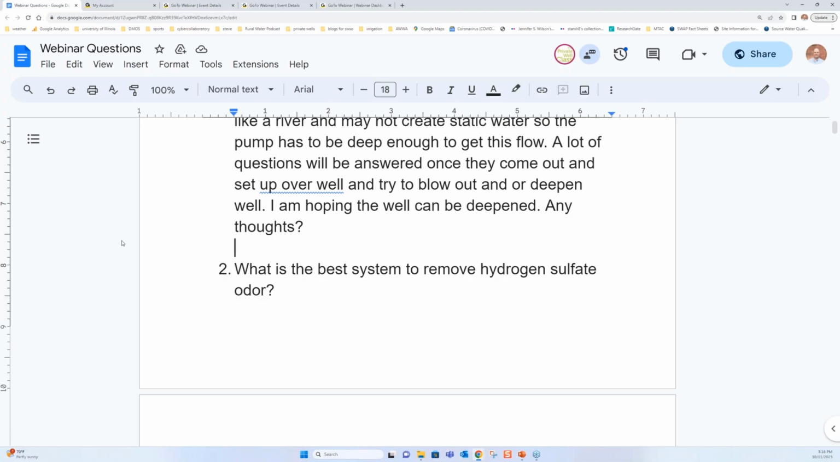So a lot of times you'll have 2 tanks. You have a tank that it goes into that's got a free surface and a vent, and all the hydrogen sulfide can bleed off. And then you pump that into a pressure tank or into your system from there. And so, it's basically aeration to get rid of it.